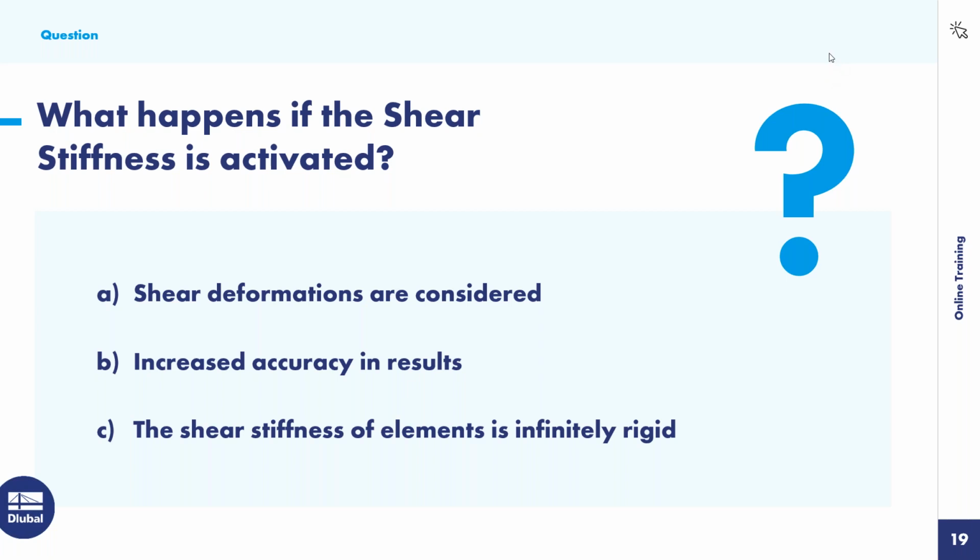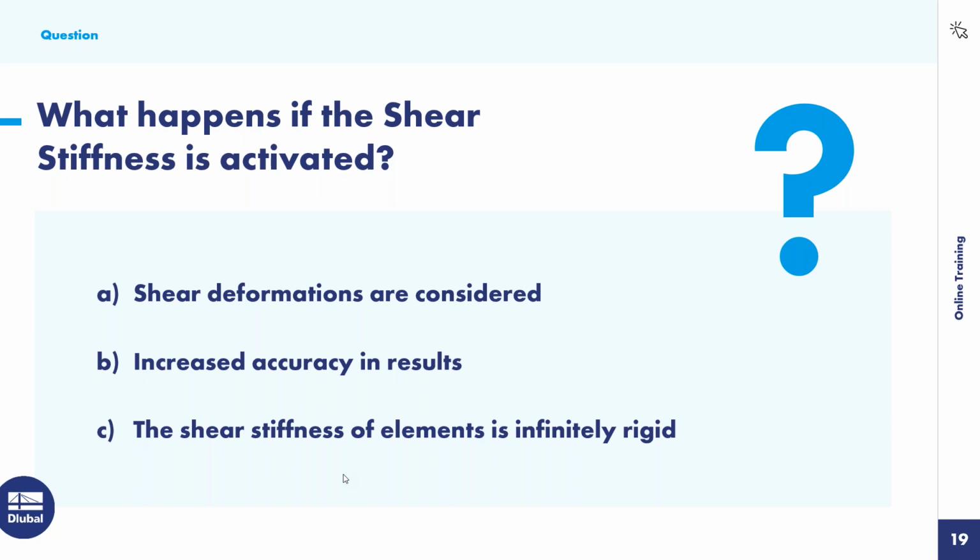Okay, so it looks like mostly everyone has answered C. So again, the question was, what happens if the shear stiffness is activated? When the shear stiffness is activated, the first option was shear deformations are considered. The second option was increased accuracy and results. And the third option was the shear stiffness of elements is infinitely rigid. So the correct answer for this is A, shear deformations are considered.